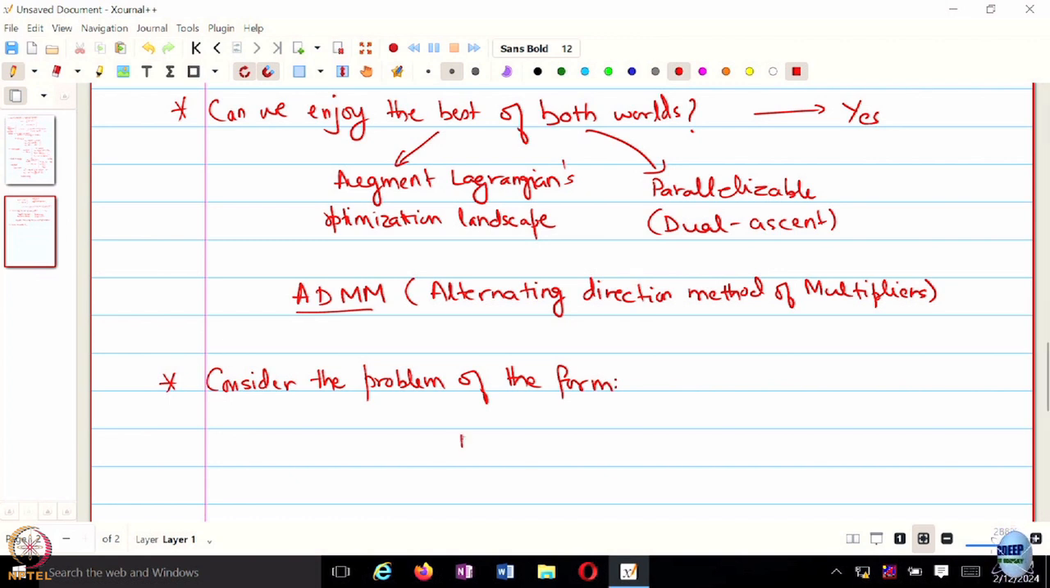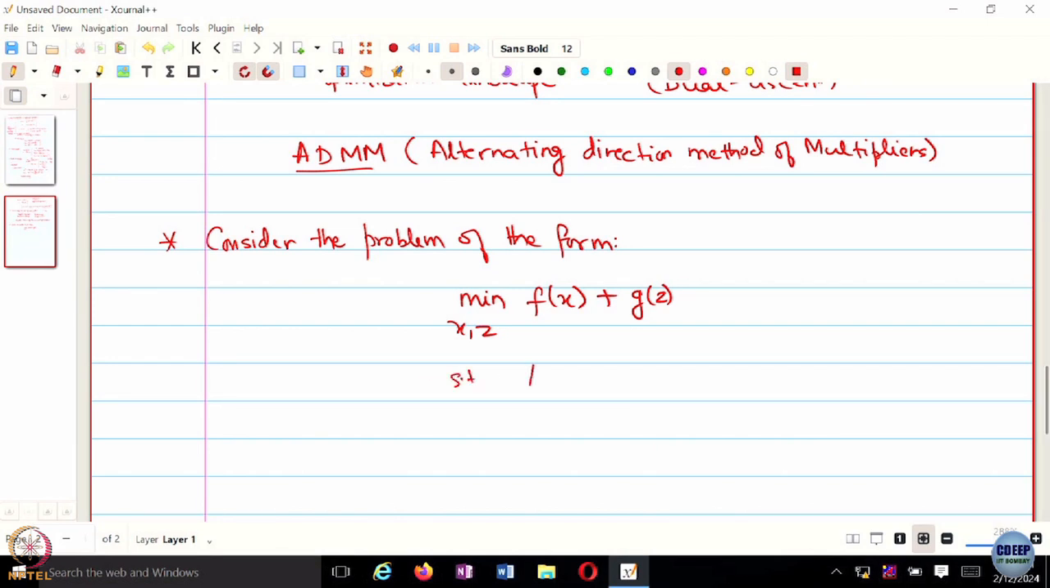So we want to minimize, where x and z are two variables, and this objective function is in some sense decomposable in the primal variables x and z. You can view it as fi of xi, it's exactly the same thing, but for now let's just focus on two different primal block variables. So, subject to Ax plus Bz equal to c.